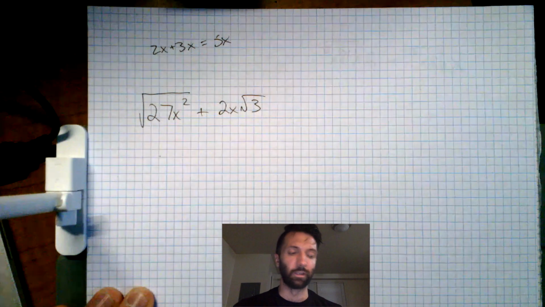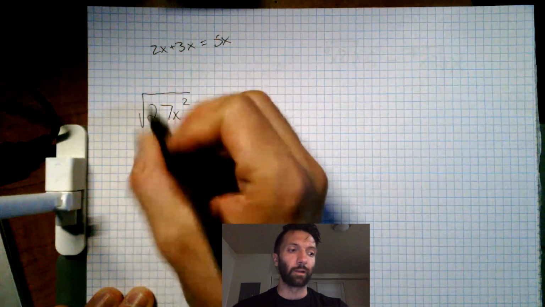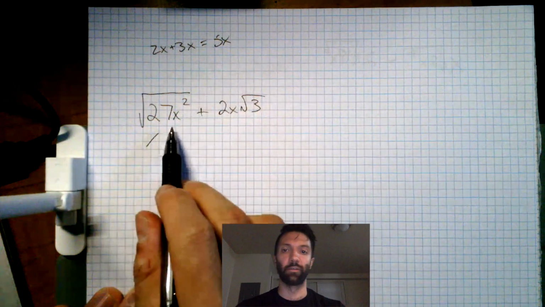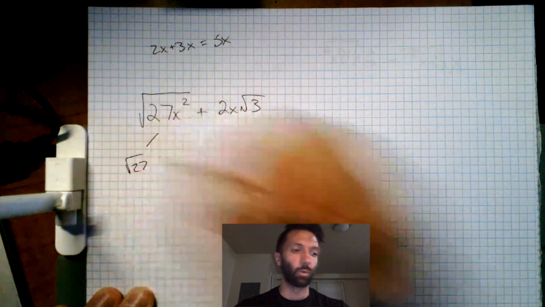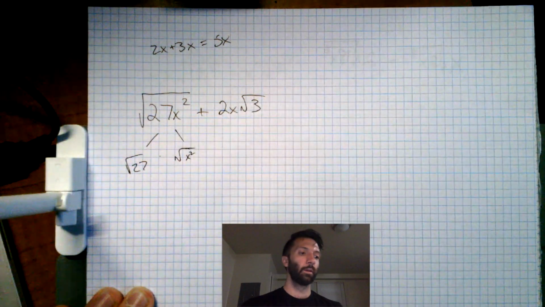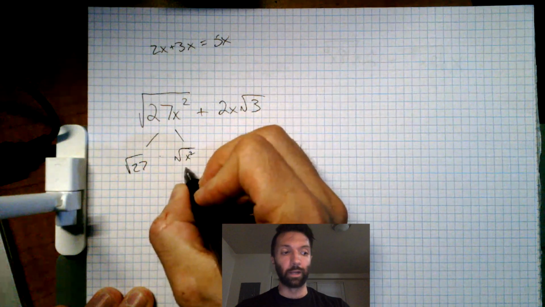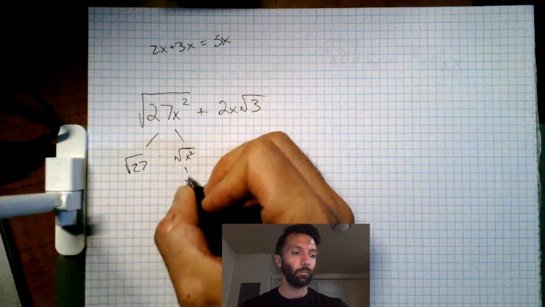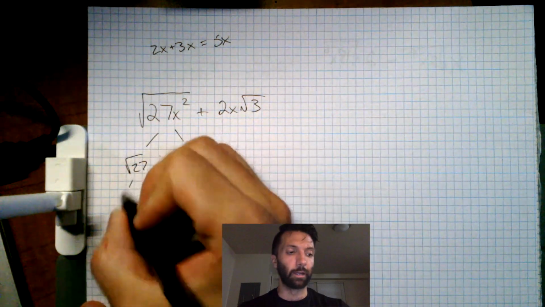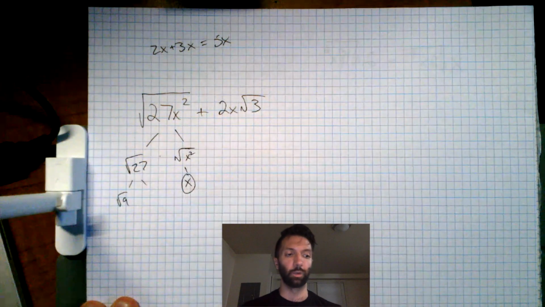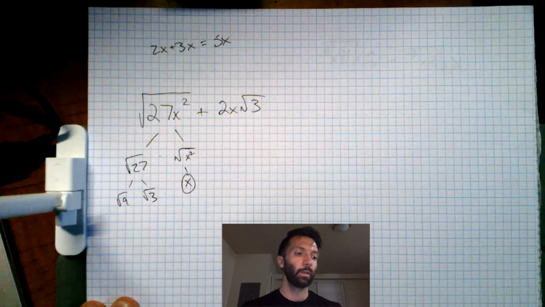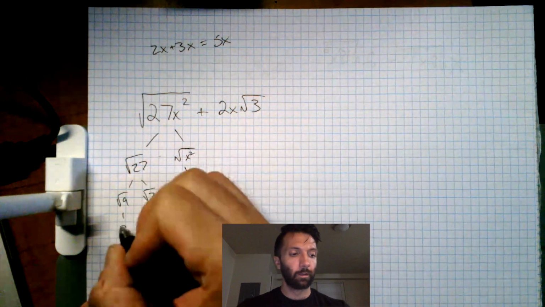So I really like making these factor trees. As we know, radicals distribute across multiplication. So I can express root 27x squared as root 27 times root x squared. And then root x squared is simply just x. And then root 27, the largest perfect square that goes into 27 is 9. So I can factor root 27 into root 9 times root 3. And then root 9 is of course 3.